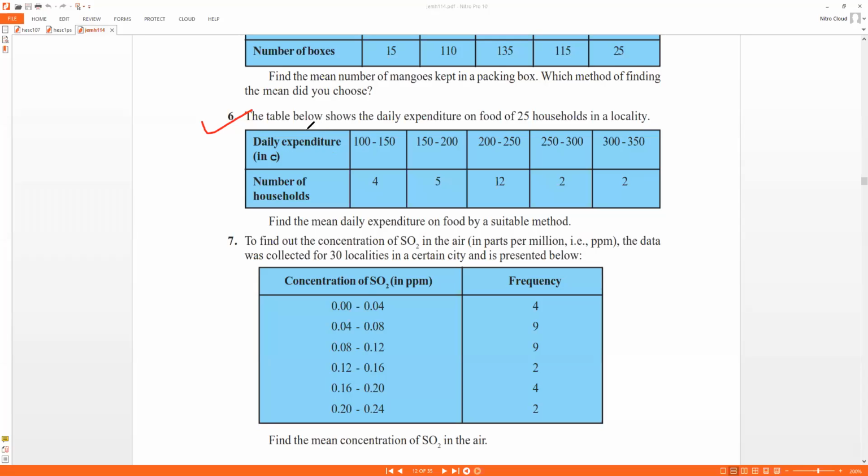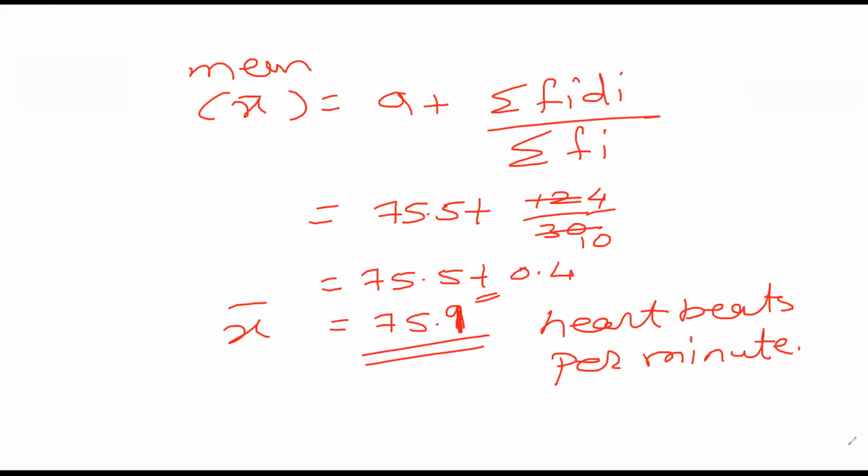All right, so the table below shows the daily expenditure of food on 25 households in a locality. Okay, how much is spent per day. So 100 to 150, 150 to 200, 200 to 250, 250 to 300, 300 to 350, so on. Number of households 4, 5, 12 to 25. So the total is 25. Okay, so let's make a table and we will use the direct method this time. Chalo. Question number 6.